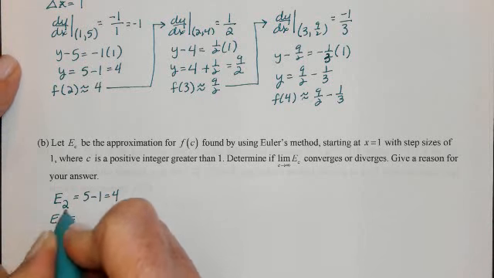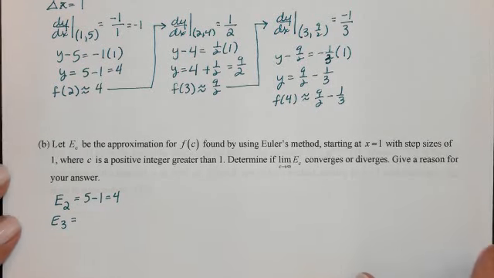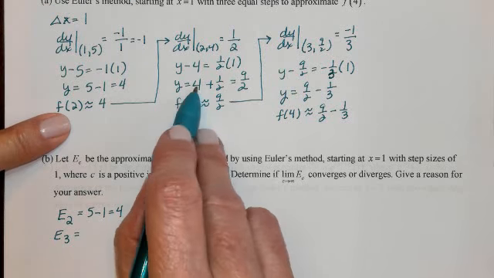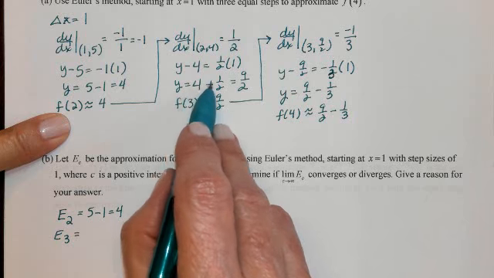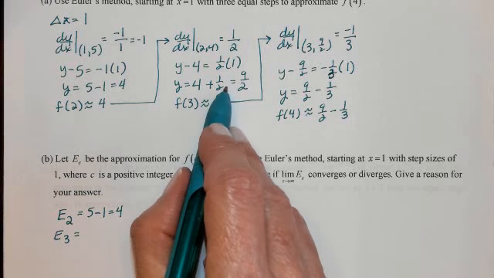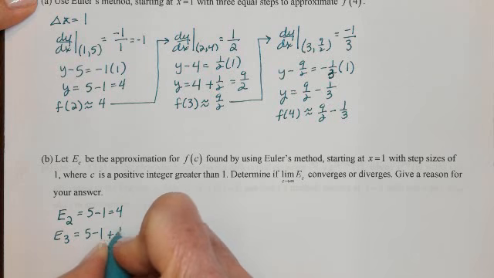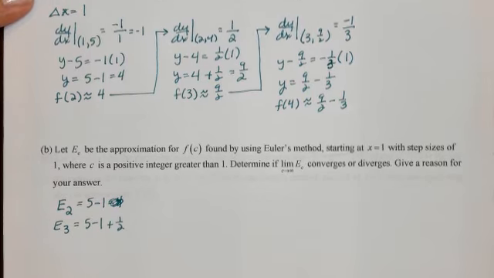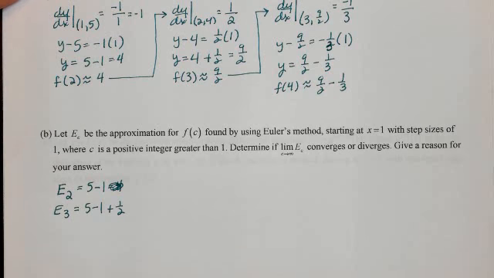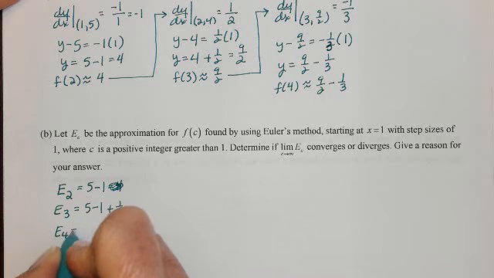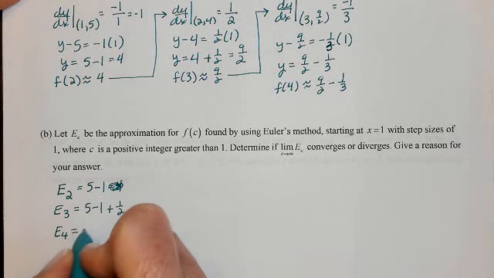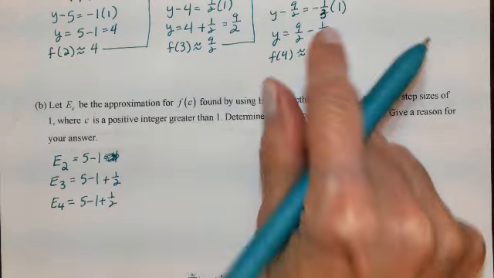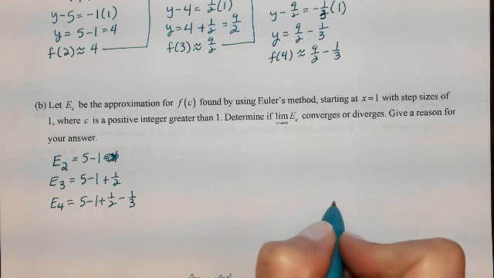For the next step, if we want one more step, we would take that 5 minus 1, and then we would add a half to it, right? So we'd have 5 minus 1 plus 1/2. And I said this is equal to 4, and it is, but I'm just going to leave it like that. See if we can see what's happening here. For e sub 4, we took this value, the 5 minus 1 plus 1/2, and what did we do with that value? We subtracted 1/3 from it, right?